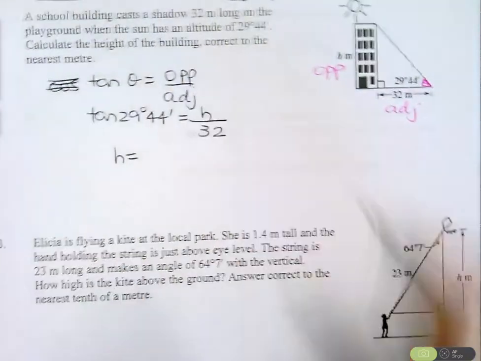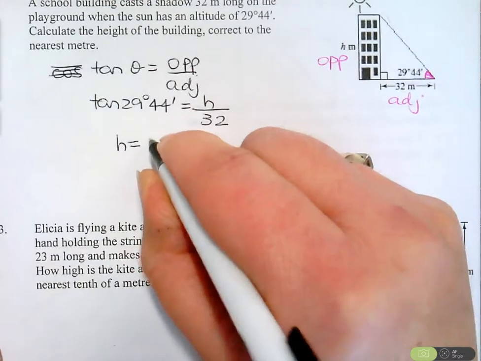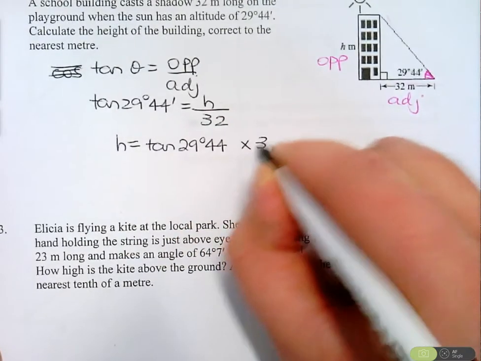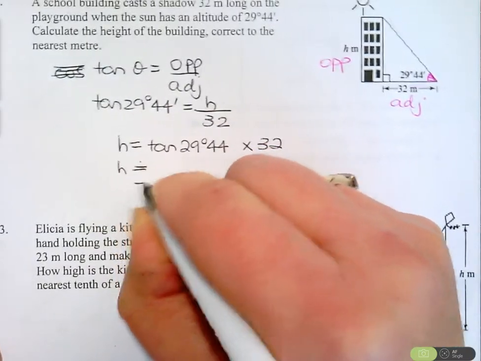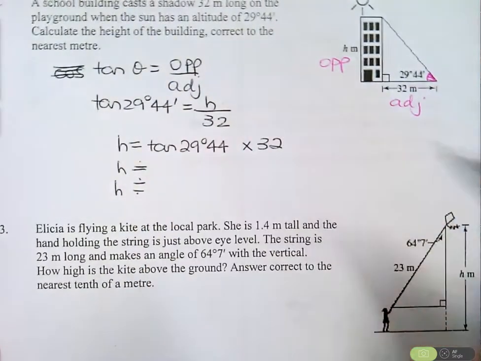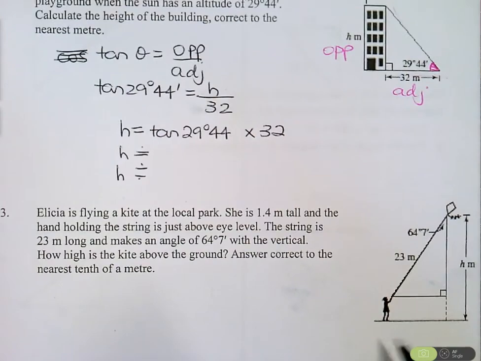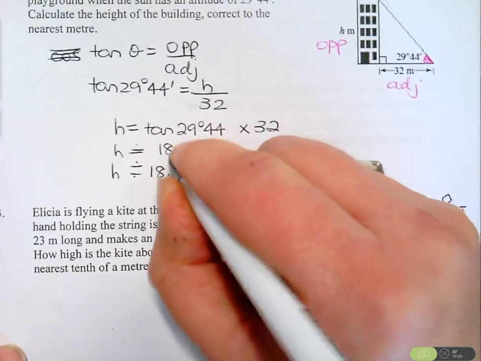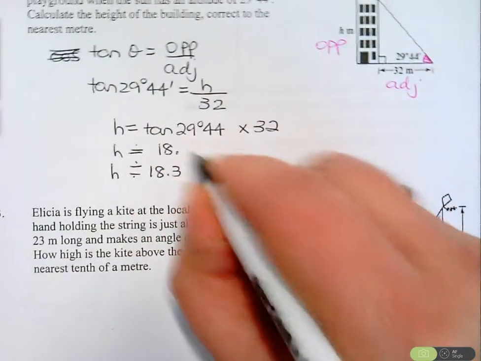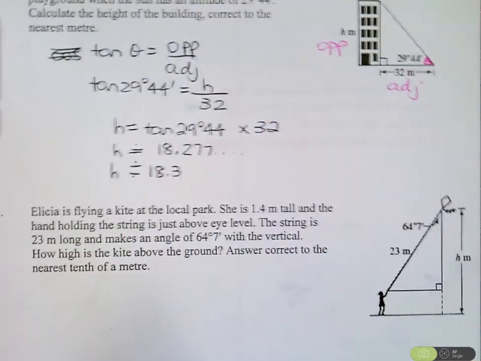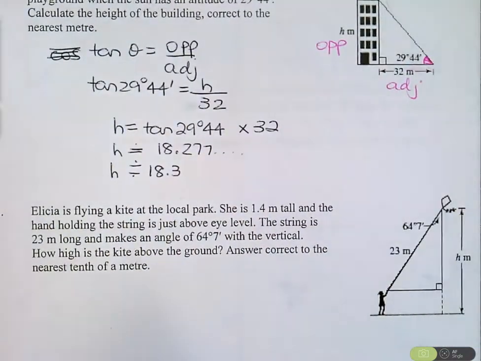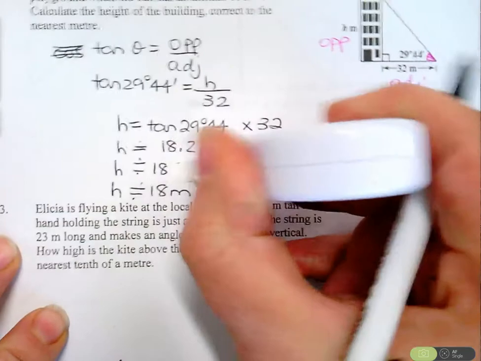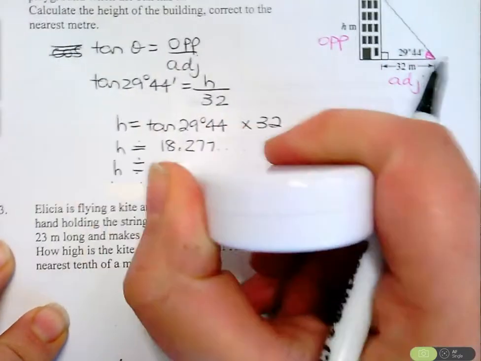How do you do h? Come on, girls. So, h divided by 32, the opposite of divide by 32 is times. And you should get, what did we get? Girls, what have we got? I don't know what the answer above it is. 18 point? That'll do. Okay, are we good? To the nearest meter, 18. 18 meters. I'll just get rid of that. 18 to the nearest meter. All right, next question. We need to get more done.